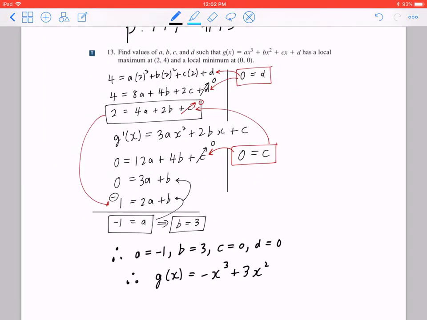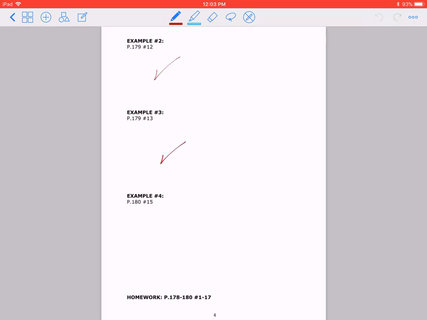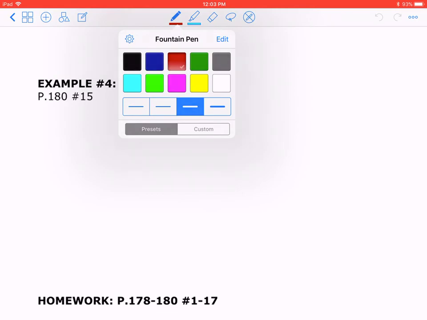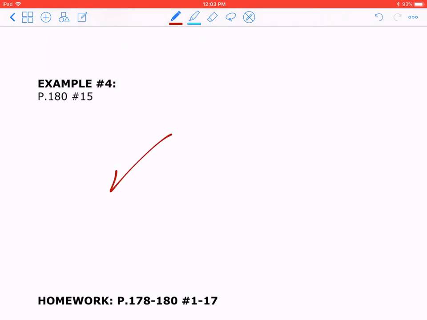Okay? Again, here's some check marks. There you go. One more example. So, if I go back to page 4, the last example, this is a little bit beyond thinking, but it's good for you. Number 15 on page 180.